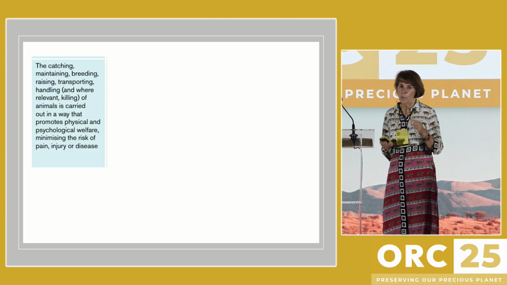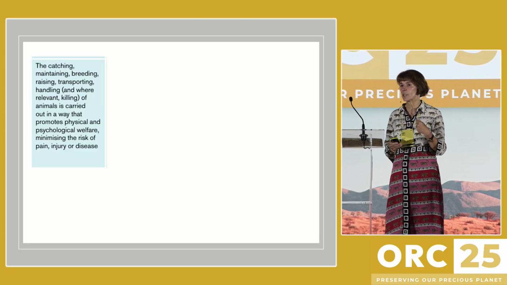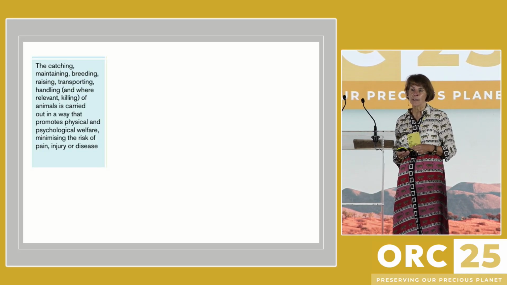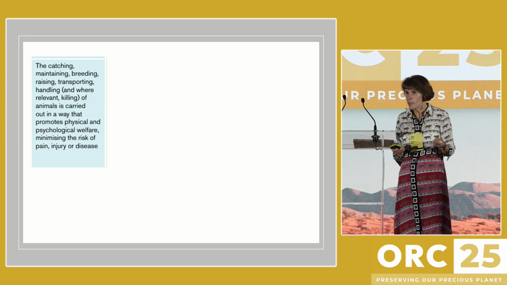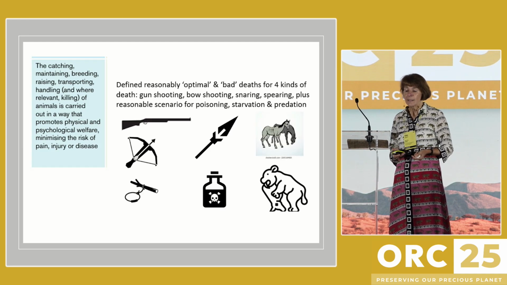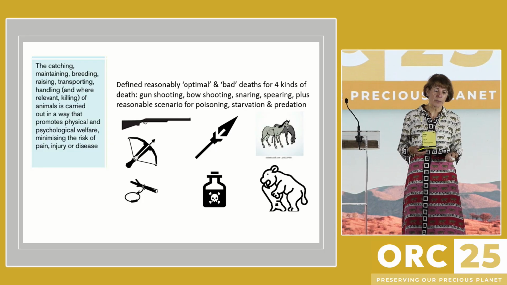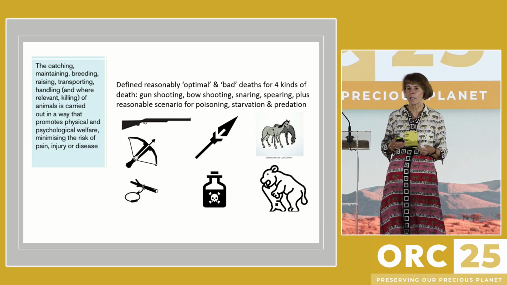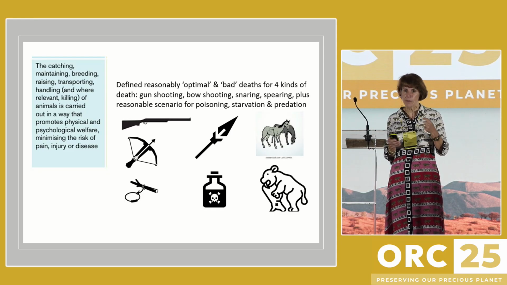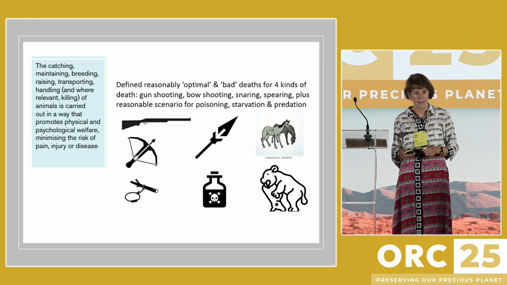So as I said, one of the principles is about how you catch and kill wild animals and how you do that in a way that minimizes pain and suffering. But how do you know which ways to kill animals are good and which are bad? So this relates to some work that Oxford University are doing where they're looking at different kinds of ways of killing animals and comparing those from a welfare basis.